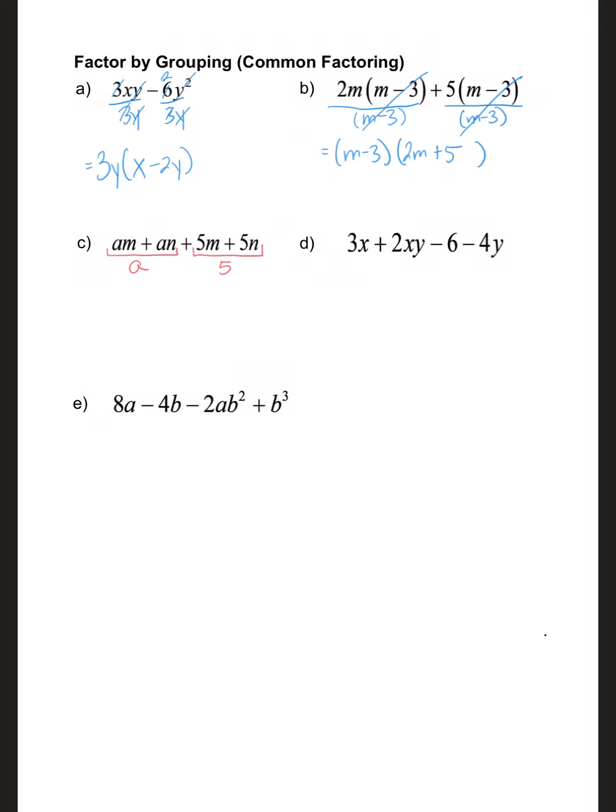So if I pull an a out, okay, my first group I'll be left with m plus n. If I pull a 5 out from my second group, I'm again left with m plus n. Now I'm going to pull out that common bracket. So I can pull out my m plus n, and then the result of dividing that is what we're going to put in that second bracket. So if I pull out an m plus n from here, I'm left with just a. And when I pull out an m plus n from here, I'm left with just plus 5.